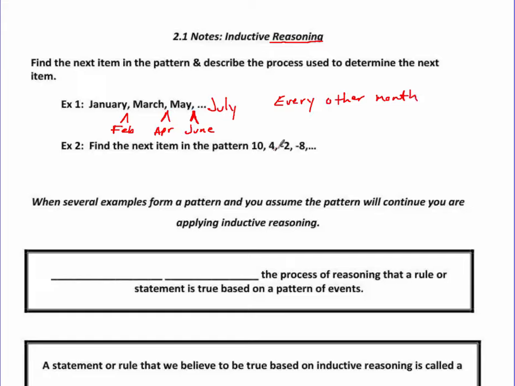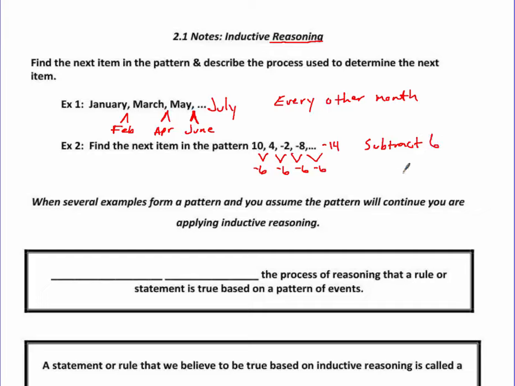We have 10, 4, -2, -8. Well, hopefully you can see that from 10 to 4 we have to subtract 6. And then from 4 to -2 we subtract 6. -2 to -8 we subtract 6. So logically you could think that, well, we're probably going to subtract 6 again. And -8 minus 6 is -14. So we've established a pattern based on the examples we were given, and we've come up with a conclusion, and we think that the pattern is that you're going to subtract 6.